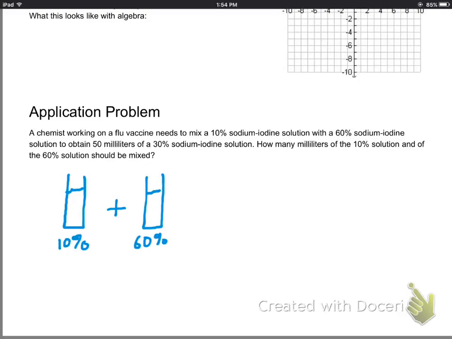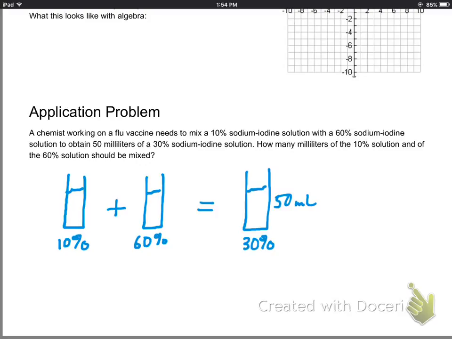So we don't know the volume yet, but when we do, we will get a volume of 50 milliliters at 30%. So you can imagine if you mixed half and half, 10% and 60%, you'd probably get halfway between 10 and 60, which is not 30. So that is not the answer we're looking for. The trick to these application problems is figuring out what two equations you can get from the words. And there are two equations here.